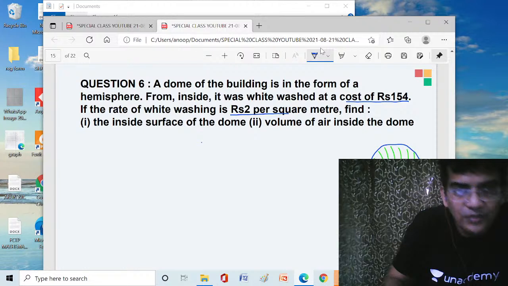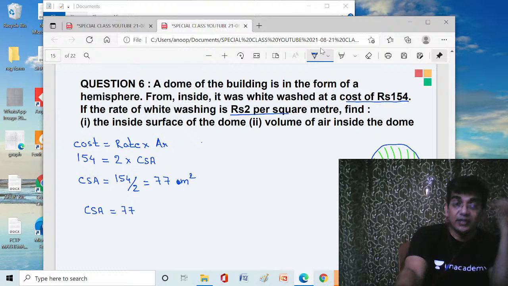Now to calculate the volume, first I need to calculate the radius. So how will I do that? You will say the curved surface area of the dome is known to you. Now the formula for the curved surface area of a hemisphere. See, this is a hemisphere and we are finding only the curved surface area, not the total. The formula is 2 pi r square. Okay, let's solve this. Pi is not given, so I am going to use pi as 22 by 7.